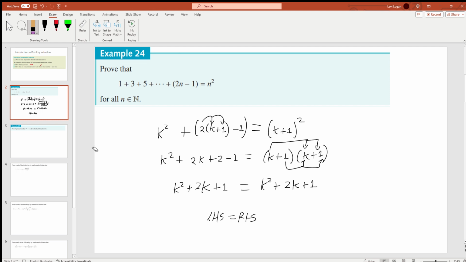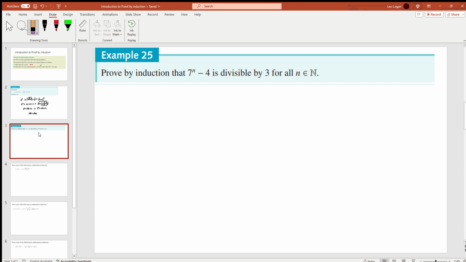Now the next example is a bit different because it's not proving left-hand side equals right-hand side, it's proving divisibility pretty much. So let's just take a look at it. So example 25 that I've chosen is prove by induction that 7 to the power of n minus 4 is divisible by 3 for n belongs to the natural numbers. Okay, so what pretty much this means is no matter what number I put in for n, I can divide it by 3. That's what it says when it means divisible.